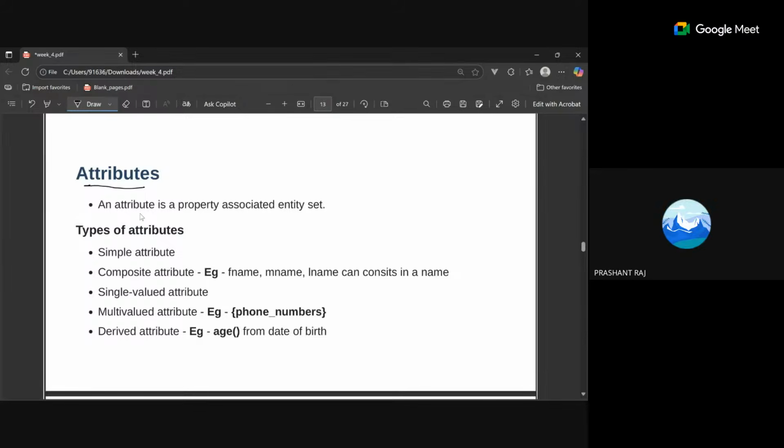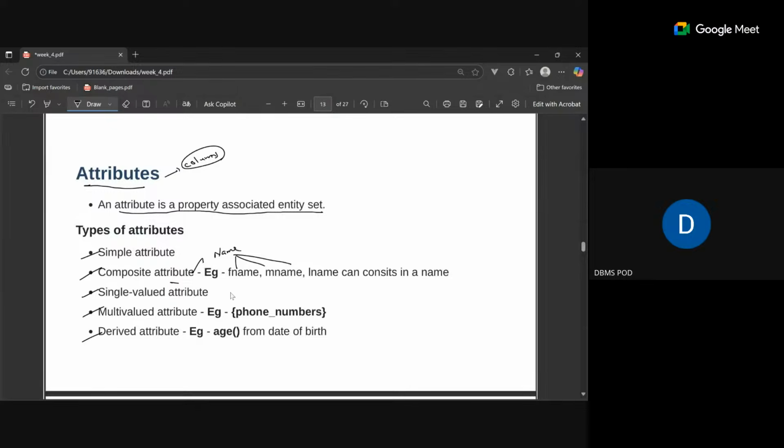Now coming to attributes. An attribute is a property associated with an entity set. In simple words, it's nothing but columns. But there are several kinds of attributes: simple attribute, composite attribute, single-valued attribute, multi-valued attribute, and derived attribute. A simple attribute is whatever we generally store. A composite attribute is where we split one attribute into multiple pieces, like first name, middle name, last name.